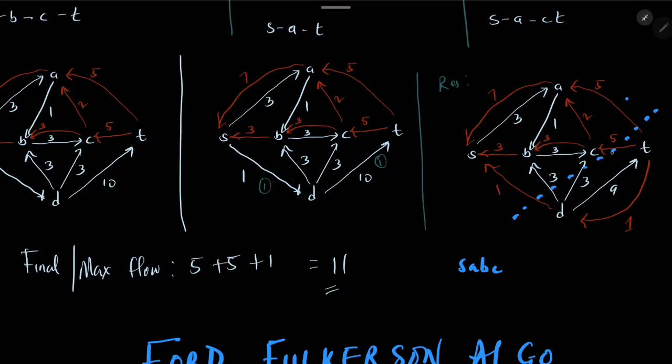So this would be a good cut: S, A, B, C, then D, T. So this is a good example of a min-max cut.